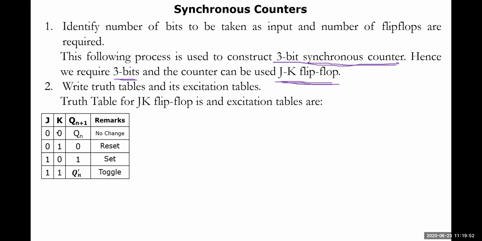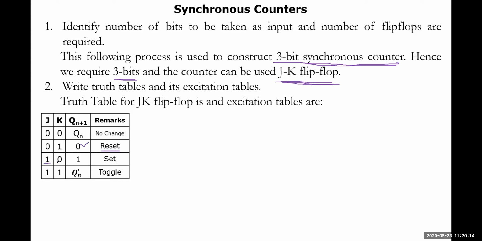Okay, the previous output will be continued for the present state. Qn is the previous output, Qn plus 1 is the present. It will be continued. Whereas when J equal to 0, K equal to 1, whatever the output in the previous state, that must be set to 0. The present state will be 0, which is called the reset position.